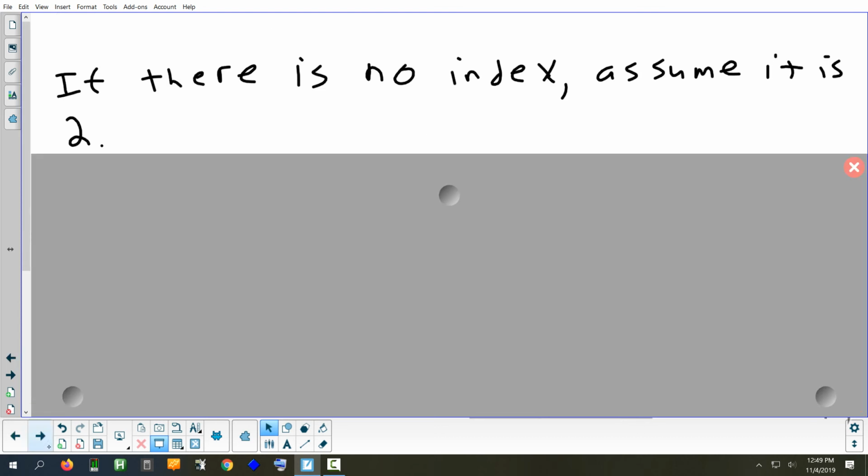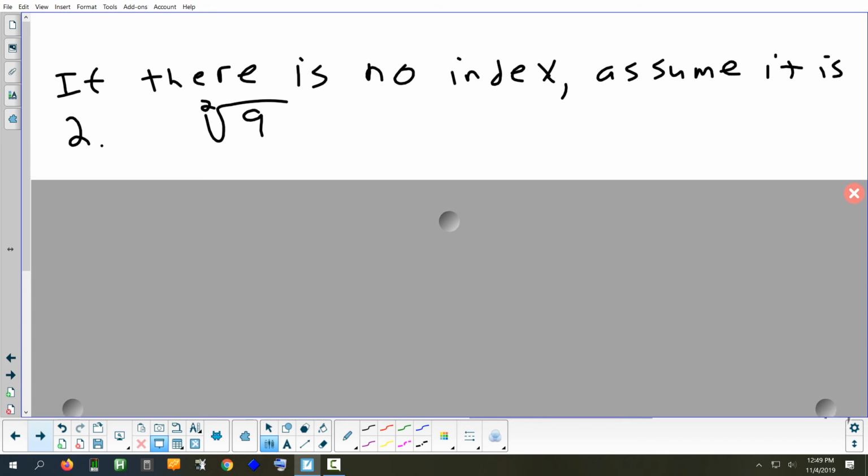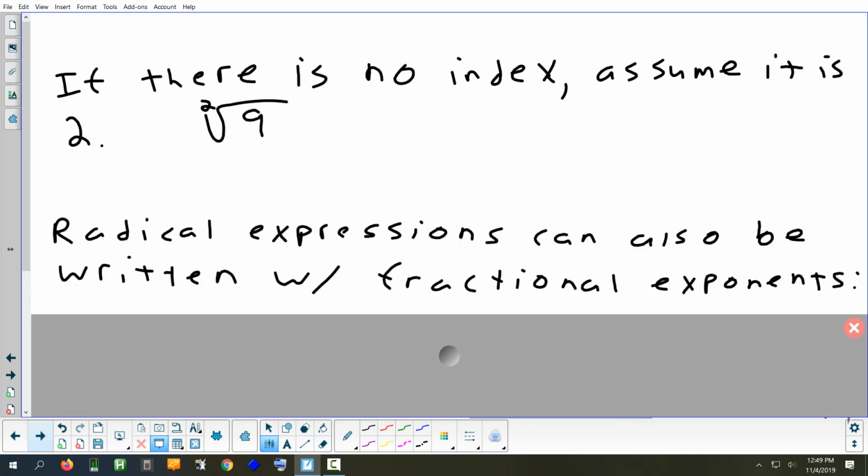Okay, if you have a root and there's no index, like if you just have this, we assume that the index there is a 2. That's a square root. You can put the 2 in if you want, but most people don't. Unless the number is not a 2, then you have to put it in. Now, radical expressions can also be written with fractional exponents.